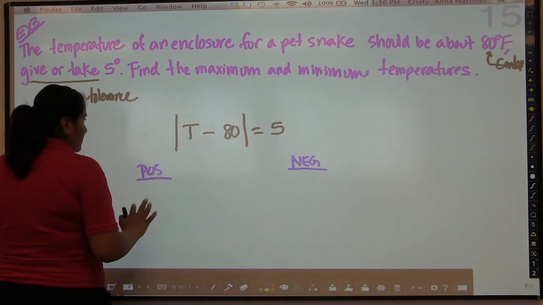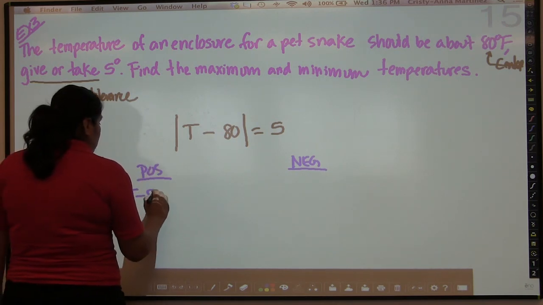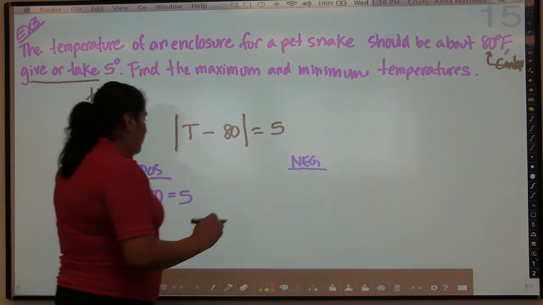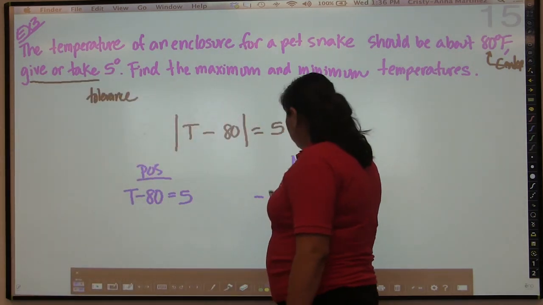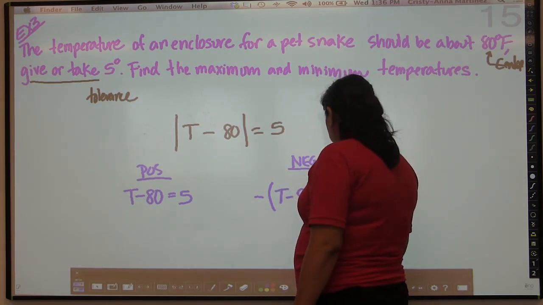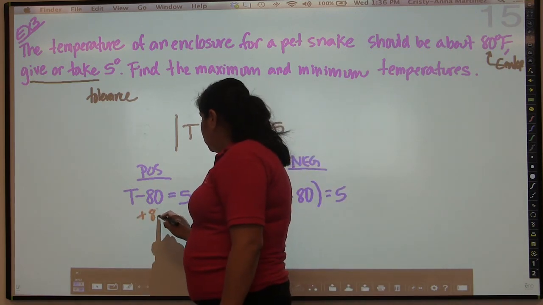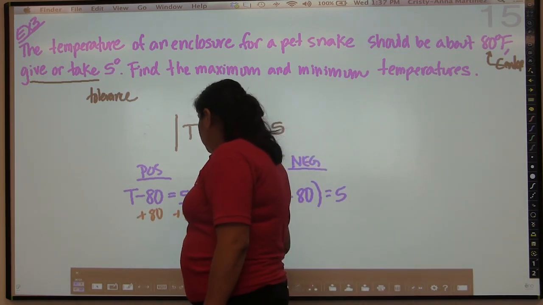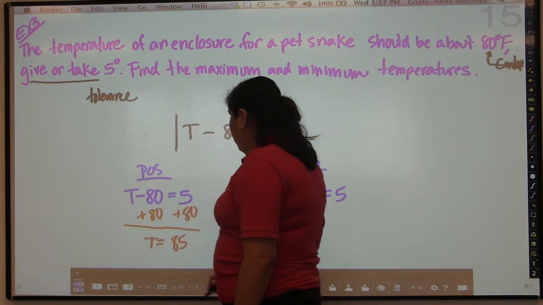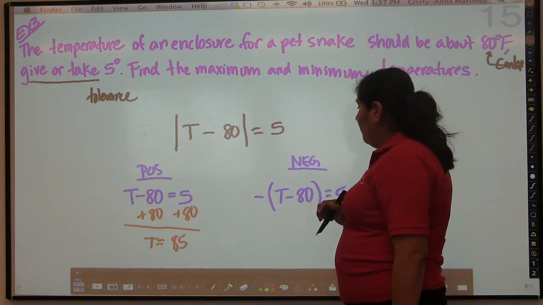And in the positive case, everything stays the same. The absolute value bars get replaced or taken away, like that. And then in the negative case, the absolute value bars get replaced with parentheses, and you put a negative in front. And then we solve this. So we add 80 to both sides, and that's how we get our maximum. The max temperature is 85, which again, we could probably already tell by doing it with mental math from the problem itself, 85.